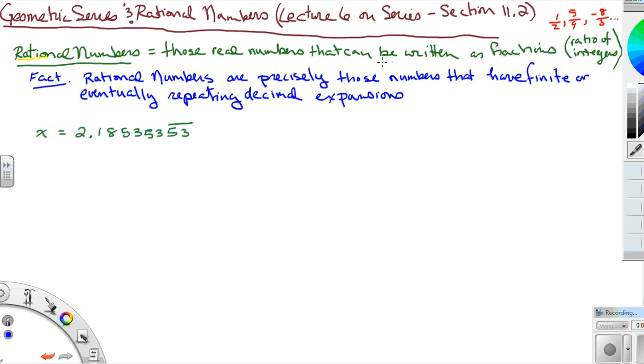Now, it's a fact. If you try to take a rational number like this and you do long division and divide 9 into 5, for instance, you'll eventually reach a point where you just repeat over and over again. It's a fact that rational numbers are precisely those numbers that either have finite decimal expansions or eventually repeating decimal expansions. Like a finite decimal expansion, you might have 3.2569, and then it just stops there. How do you write that as a fraction? Well, that is 32569 over 10000, 4 zeros.